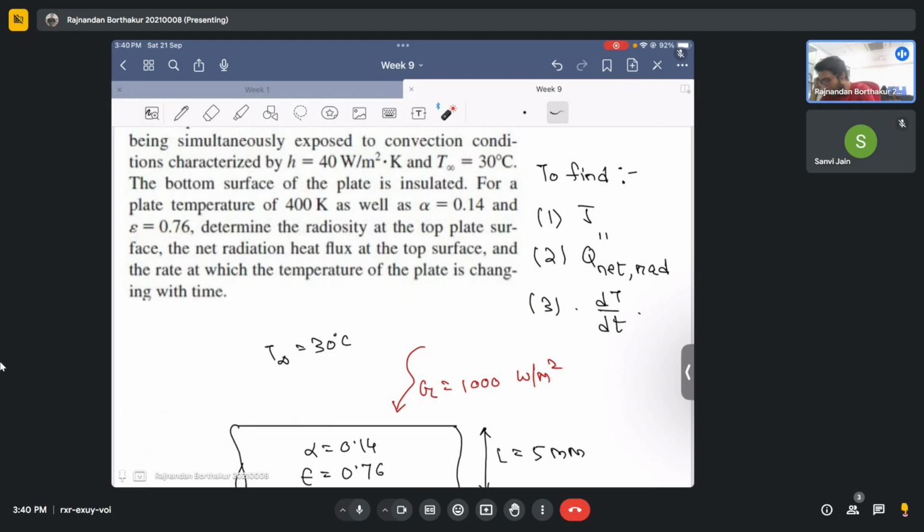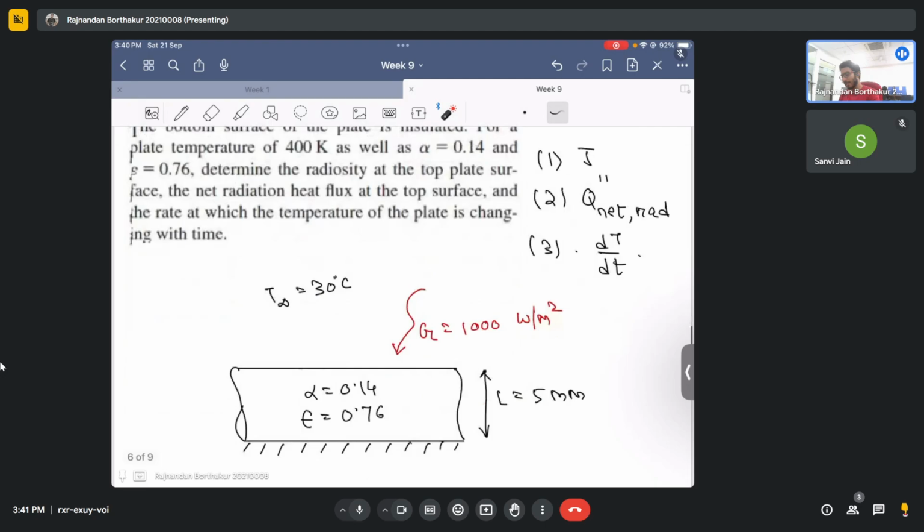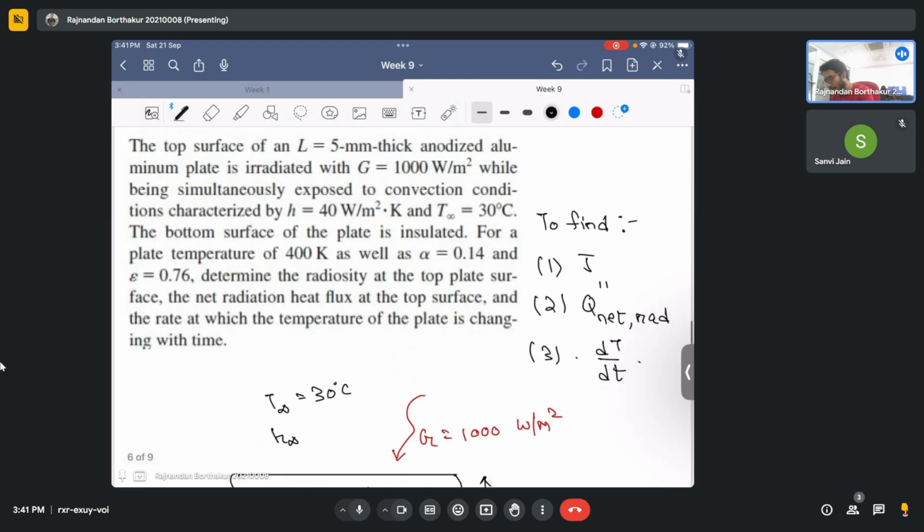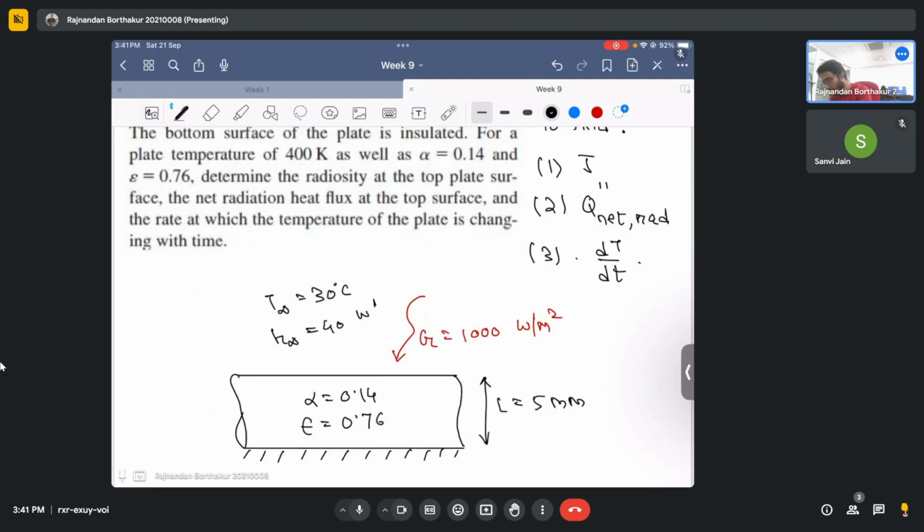They are asking to determine the radiosity at the top plate surface, then the net radiation heat flux at the top surface, and the rate at which the temperature of the plate is changing with time. So basically, there is a surface which has some emissivity and absorptivity, and there is irradiation on this surface, for instance like the irradiation coming from the sun. Apart from this irradiation, the surface is also losing heat to the ambient by convection, with an ambient temperature of T infinity and a heat transfer coefficient h infinity, whose value is equal to 40 watt per meter square Kelvin.